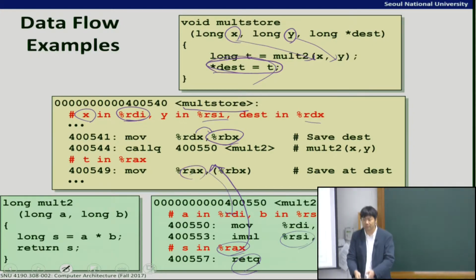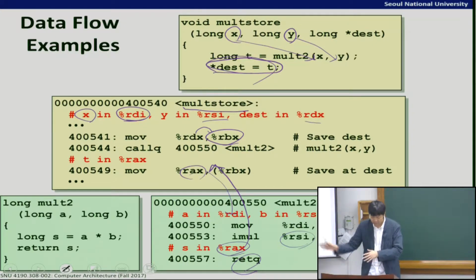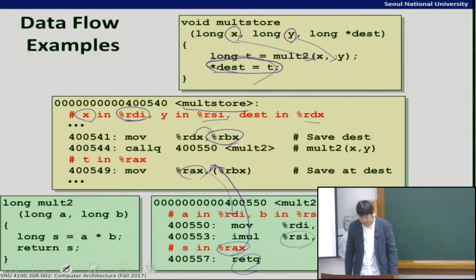I'm going to explain more about caller-saved and callee-saved registers. I just explained it at a very high level. So in short, it's because RDX is a caller-saved register, and RBX is a callee-saved register. But I'm going to explain the notion in a later slide.